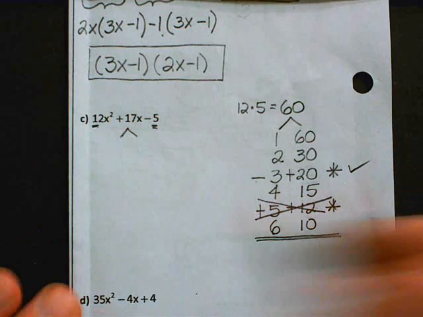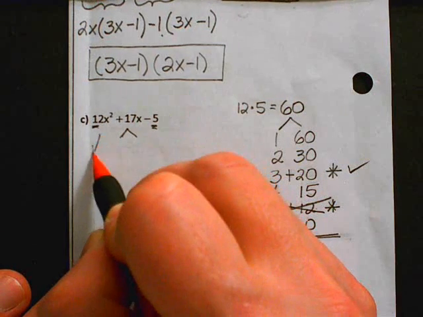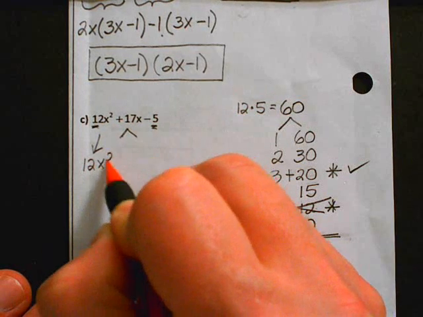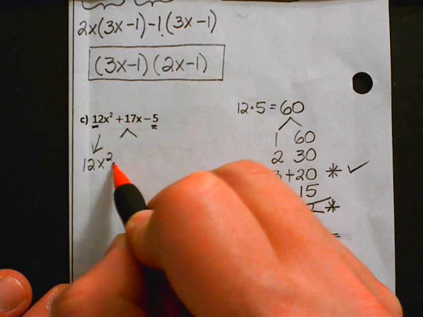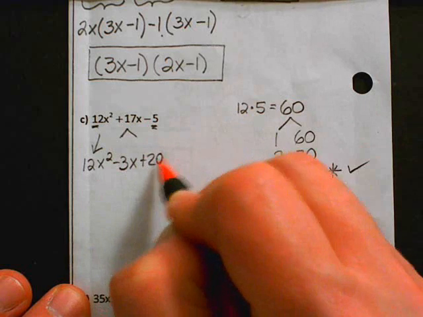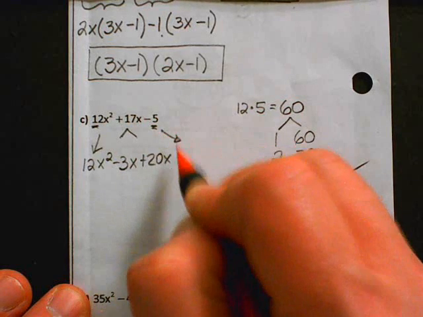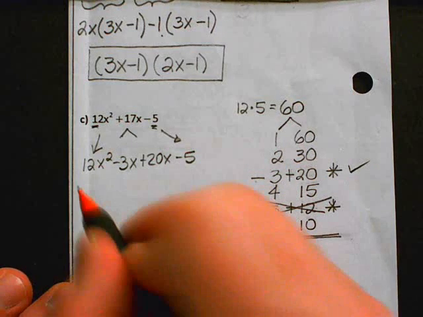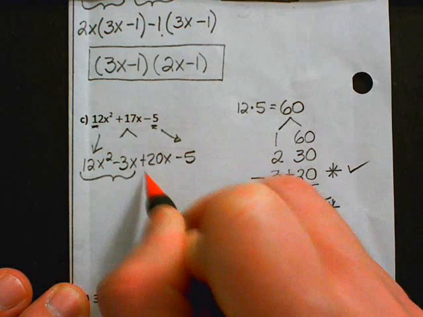So with that in mind, let's come back to our problem, bring down the first term. We're going to split 17x as negative 3x and positive 20x. And let's bring down the negative 5. Alright, now that we have them, we're going to group them in pairs.